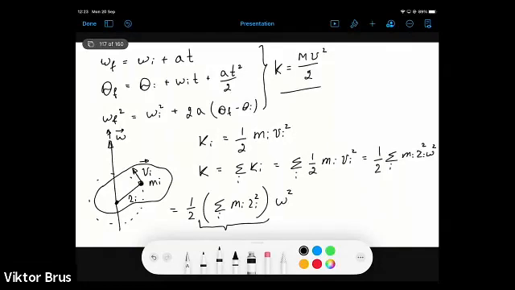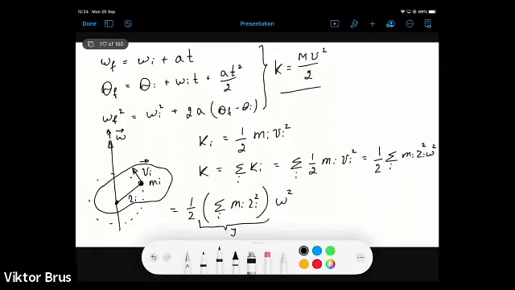Because if we change the position of the axis of rotation, if we start to rotate about another axis, then of course the distances from this new axis to all other points of the body will change. So that's why this parameter is called moment of inertia. Let's mark it as I, capital I.